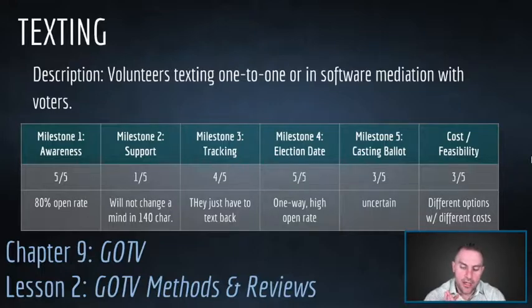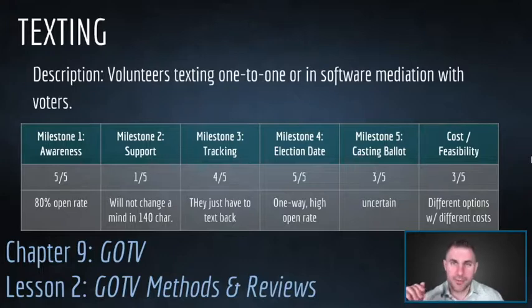Milestone 5, getting people to cast their ballot. This is really uncertain. I assumed some things about text messages and combined that with research that was out there about emails, which was limited, and just used my intuition here and said 3 out of 5 because it's right there in people's pocket, so the message is going to get to them.